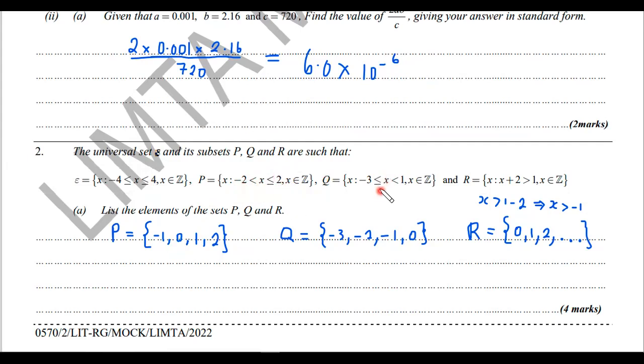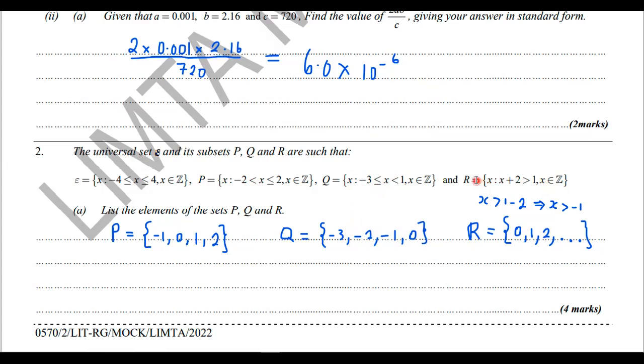Then for Q, if you look at the inequalities, we have to begin at minus 3. Why? Because we have x is greater than or equal to negative 3. So the first element is negative 3, and then you have negative 2, negative 1, and see where we are supposed to end. 1 is not an element of this set. The whole number before 1 is the last element, and that whole number before 1 is 0. So we have minus 3, negative 2, negative 1, 0.